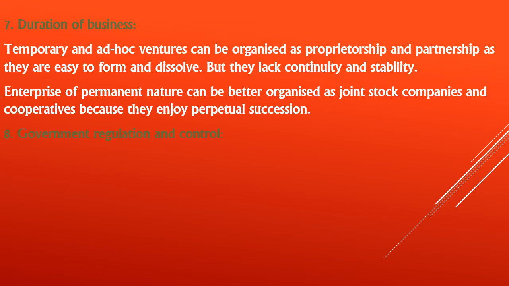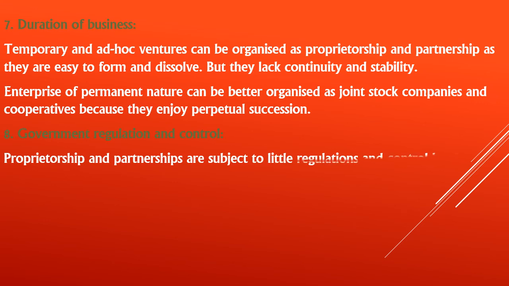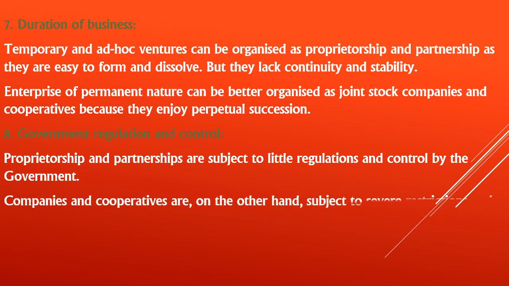Number 8, government regulation and control. Proprietorships and partnerships are subject to little regulation and control by the government. Only in certain cases does the government control them. Companies and cooperatives, on the other hand, are subject to severe restrictions and have to publish their accounts. They have to present their accounts to the government.